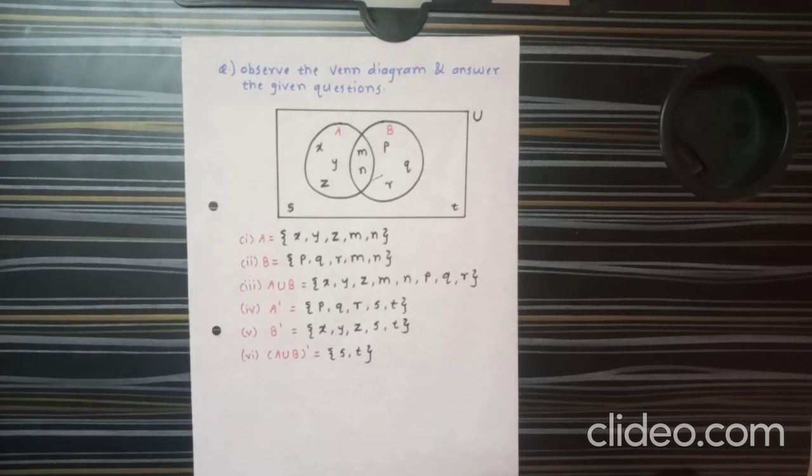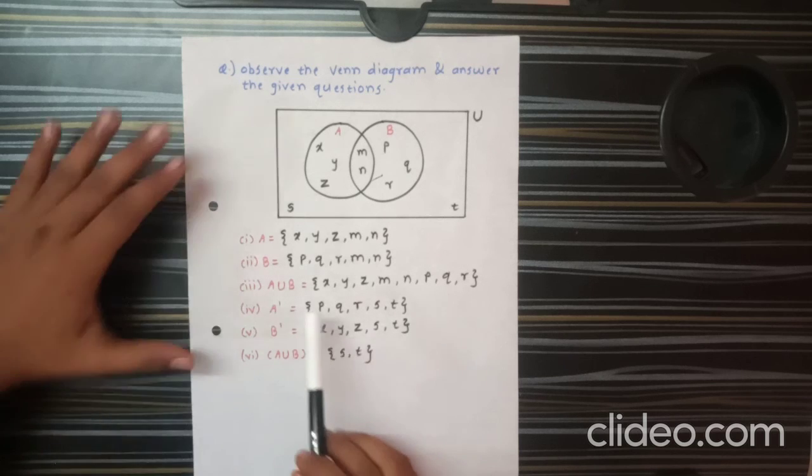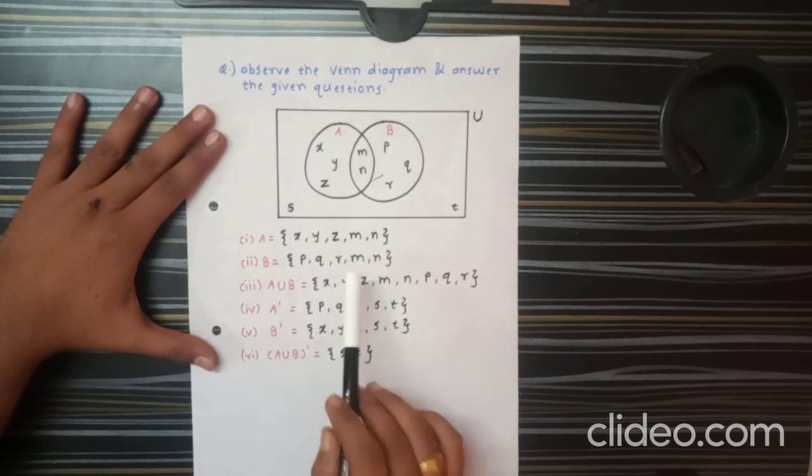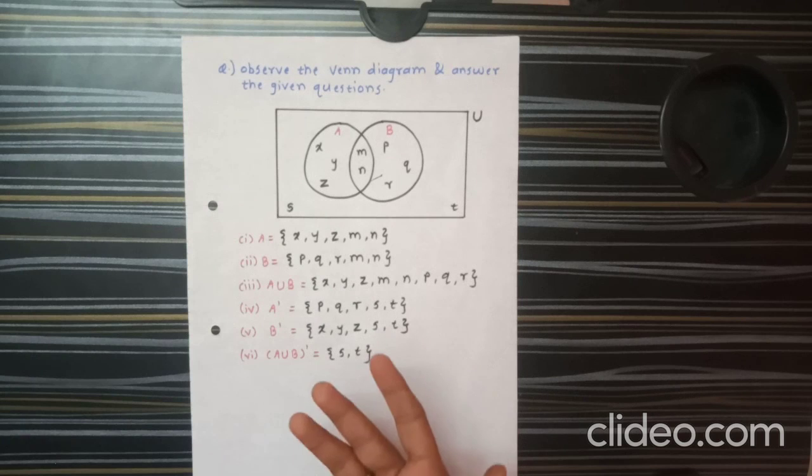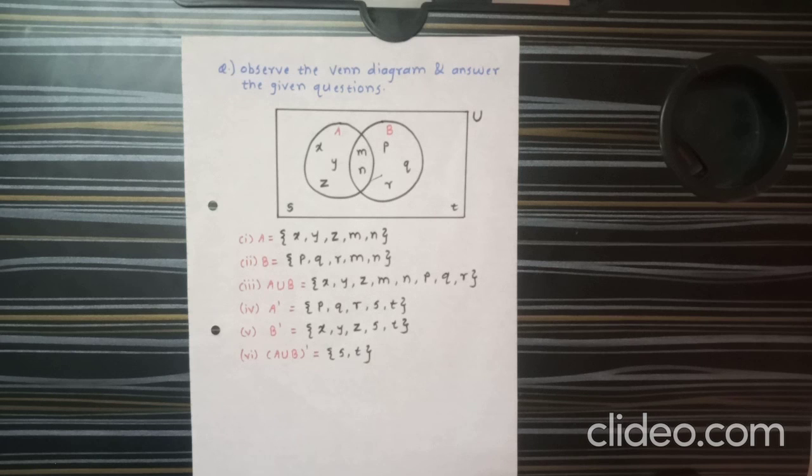So in this way you can solve questions based on the Venn diagram. If you are given any other Venn diagram, just make sure about the complement, union and intersection operations. Many other operations can be asked under this particular question. I hope you have understood this video pretty well.